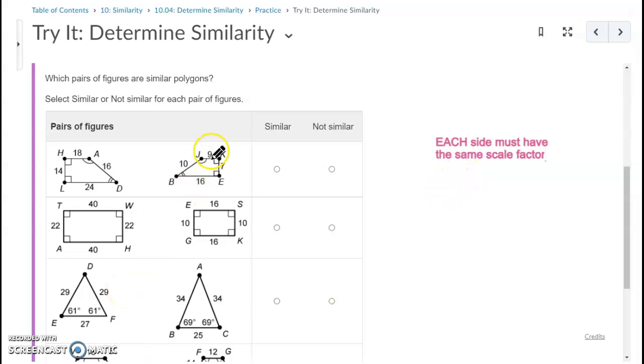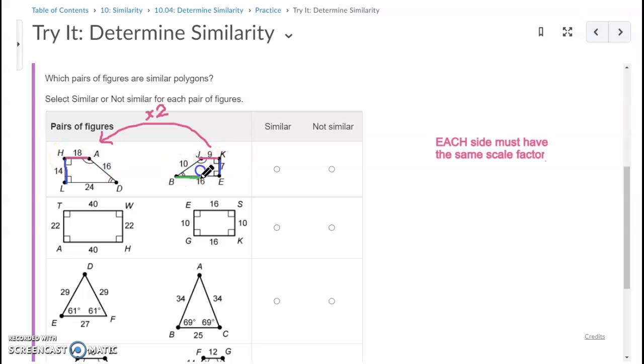So starting with the first one, I'm noticing the top side here is 9, and the one that would correspond to it is the 18. 9 times 2 is 18, and so I want to make sure I have that same scale factor for all the 4 other sides. Let's go ahead and check the 7. 7 times what gives me 14? Well, that works. 7 times 2 is 14. And these are reflections here, and that's why I have to go with this perpendicular side on the right and match it up with the perpendicular one on the left.